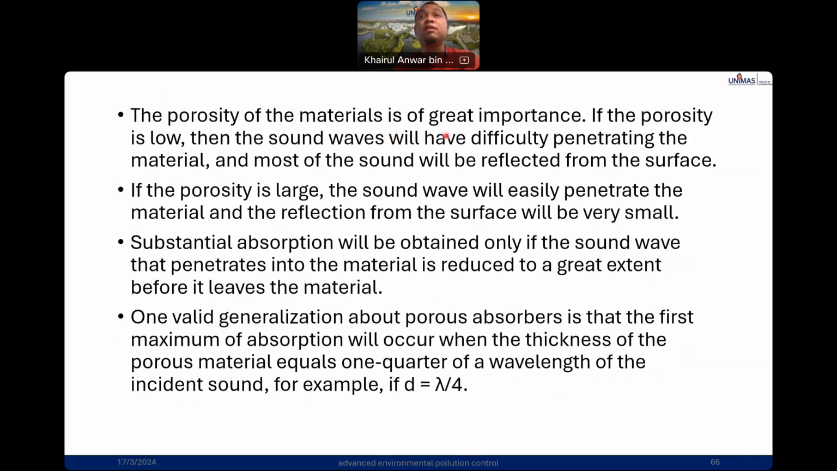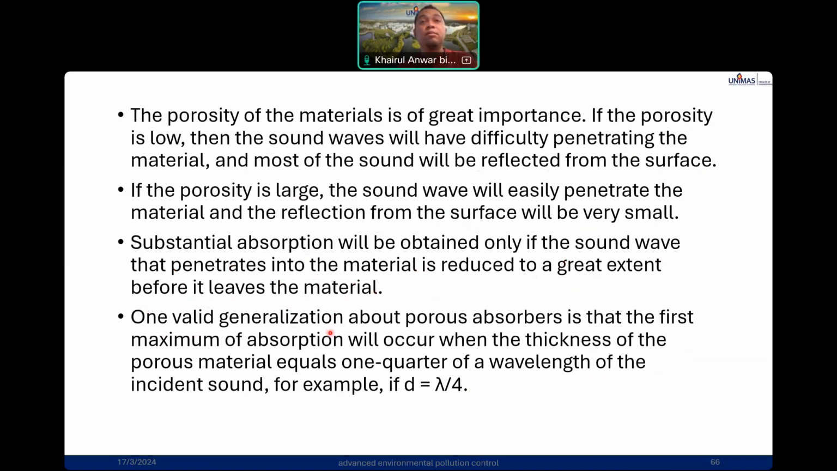The porosity of the material is often important. If the porosity is low, then the sound will have difficulty penetrating the material, which makes sense, and most of the sound will be reflected from the surface. If the porosity is large, the sound will easily penetrate the material and reflection from the surface will be very small. Substantial absorption will be obtained only if the sound wave can penetrate into the material. It is reduced to a great extent before it leaves the material.